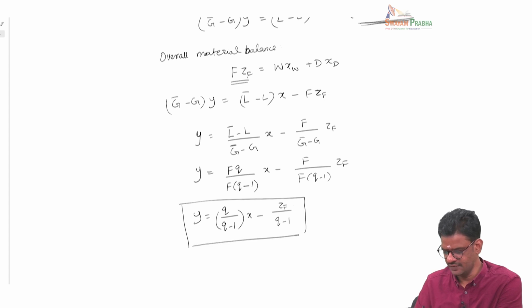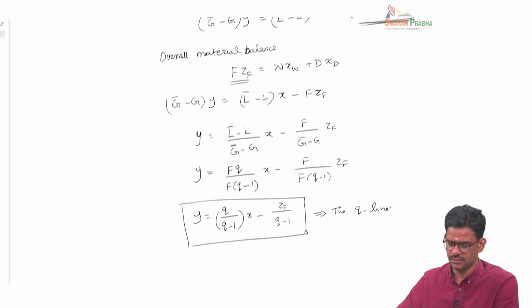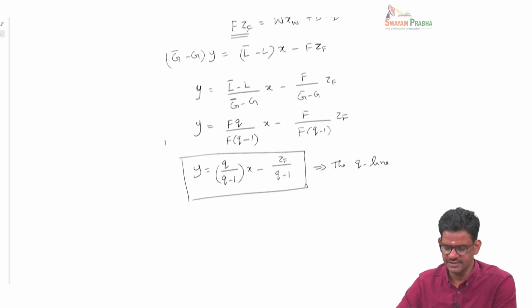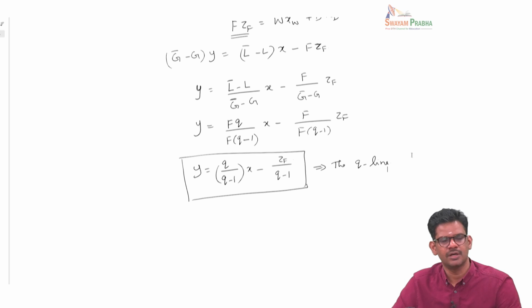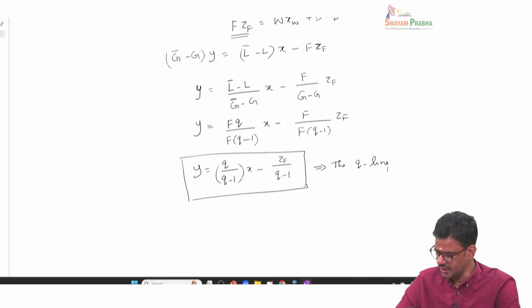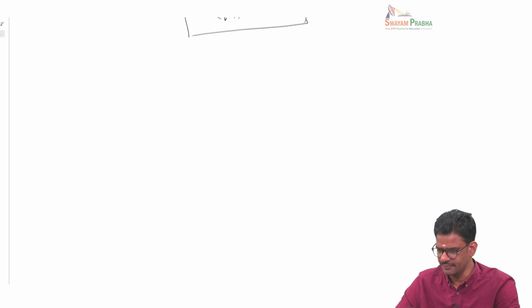So this is something that we denote as the Q line. The Q line is nothing but the set of points at which the two operating lines will intersect, and we have obtained this by simultaneously solving the two operating lines corresponding to the exhausting and enriching lines. Now if you look at this equation, we can even see how it will be represented in the equilibrium diagram.